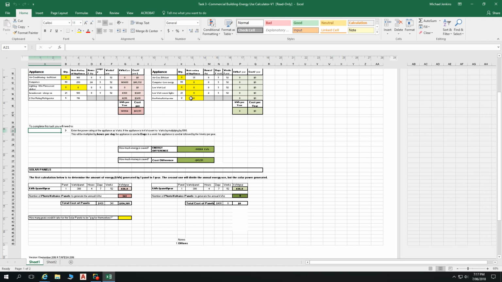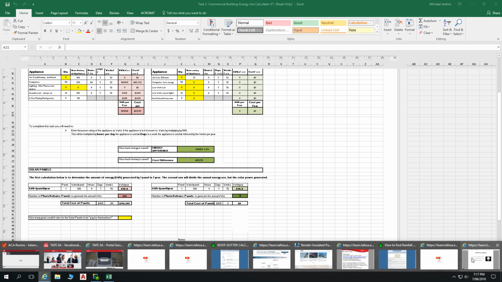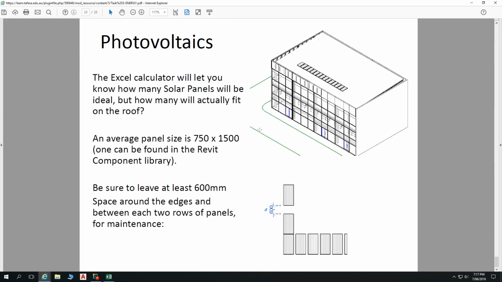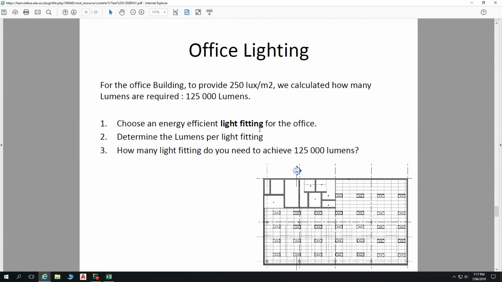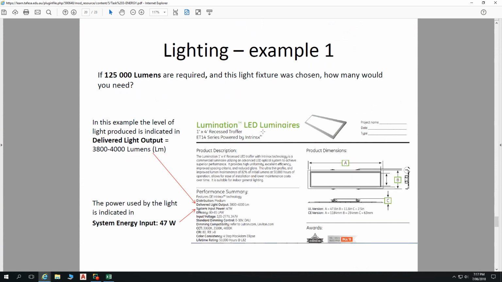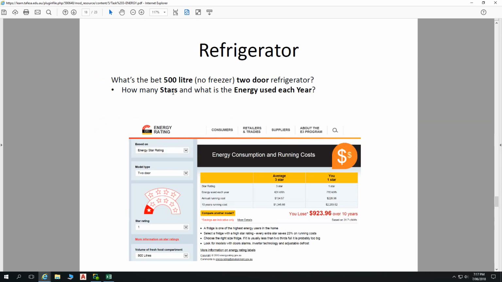So in your report, specify your refrigerator, specify the number of solar panels, your chosen light globes, and then that's it. And also your model of your lighting, the wattage, etc.